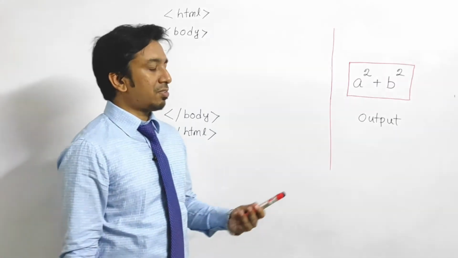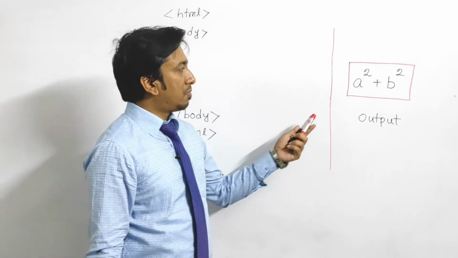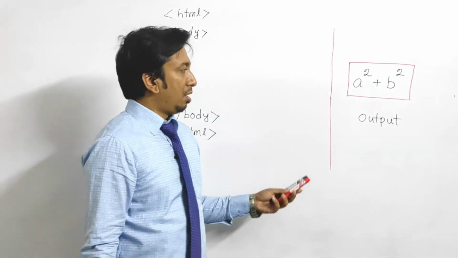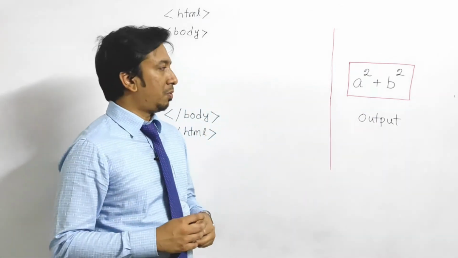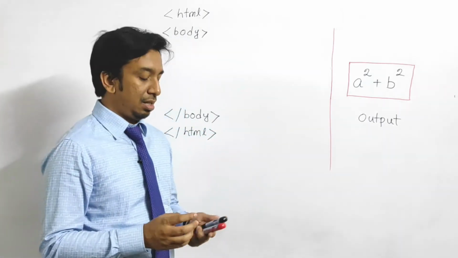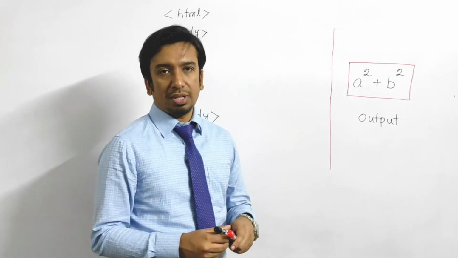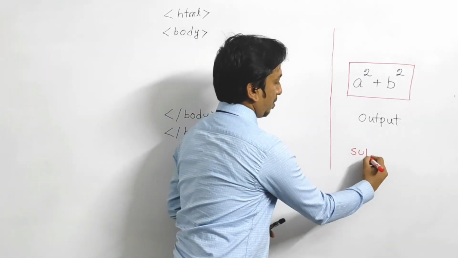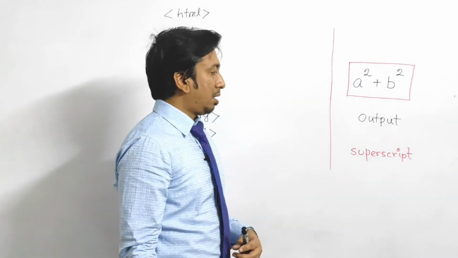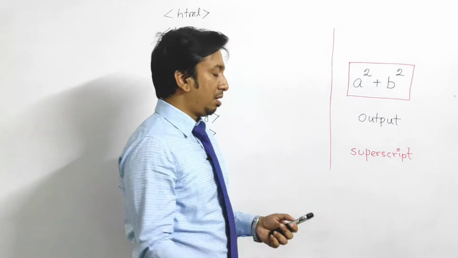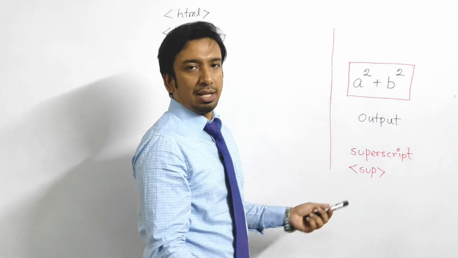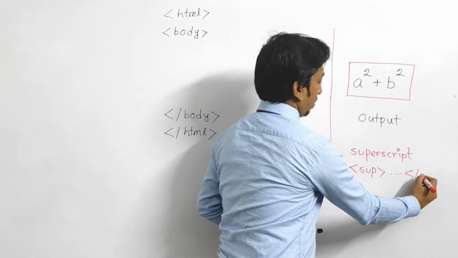So my dear students, you can see another output here. We are using a square, a to the power 2 plus b to the power 2, that means b square. So we have to show the output. First of all you have to know how to use power in HTML tags. We know about superscript, right? We know about superscript for power. But we don't write the word superscript, we have to use a tag. For superscript you have to use the sup tag, and we have to close the sup tag.